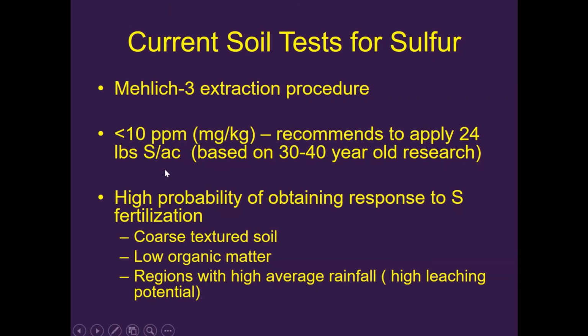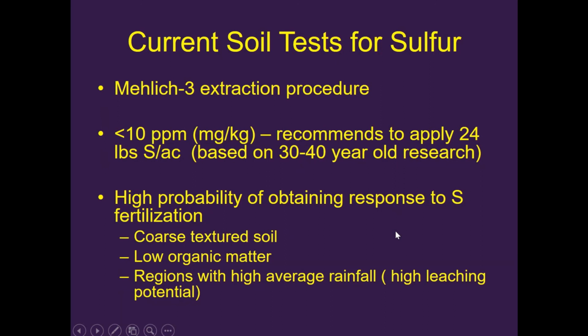So the current critical level for soil sulfur is 10 ppm. So any time that the soil test sulfur falls below the 10 ppm, we will apply 24 pounds of sulfur per acre. This is based on 30 to 40 year old research. There's also high probability of obtaining responses to sulfur fertilization when you're dealing with a very coarse texture soil.